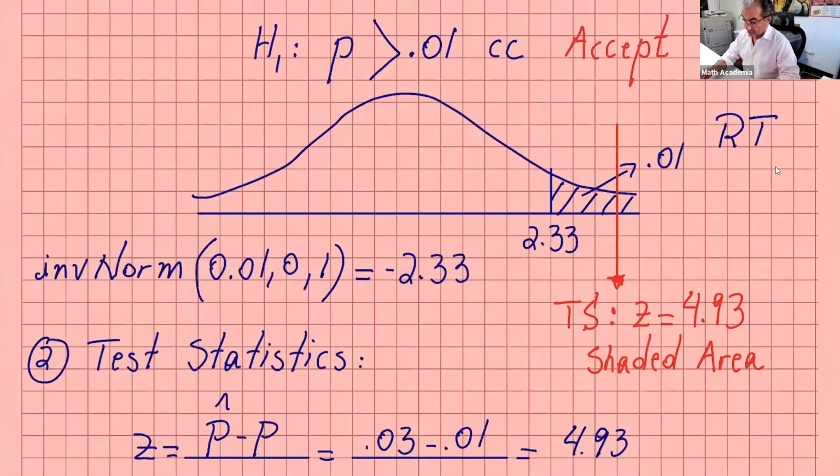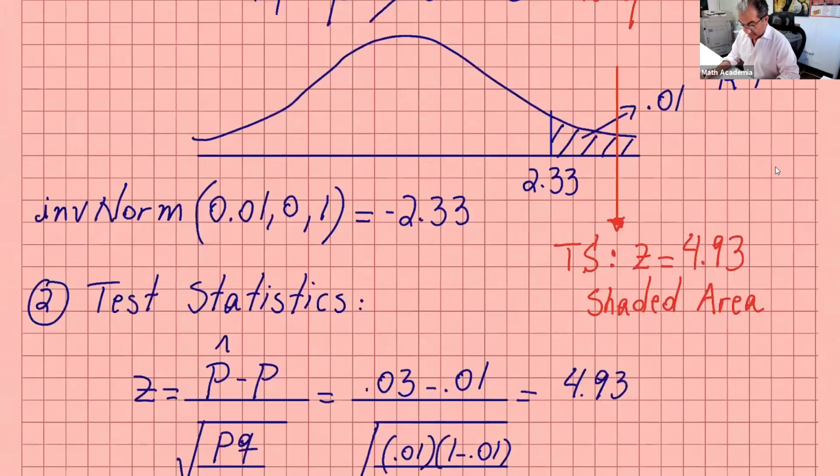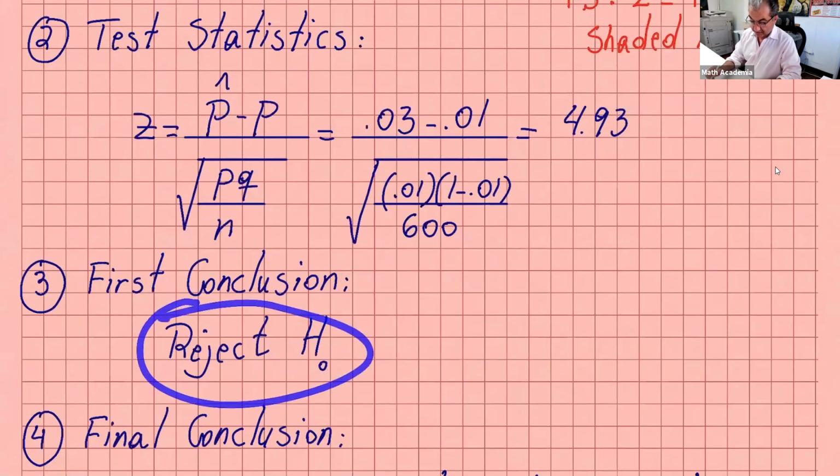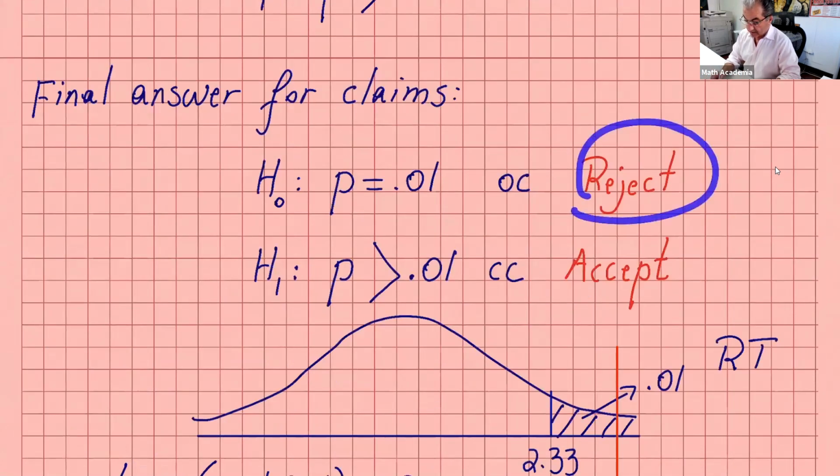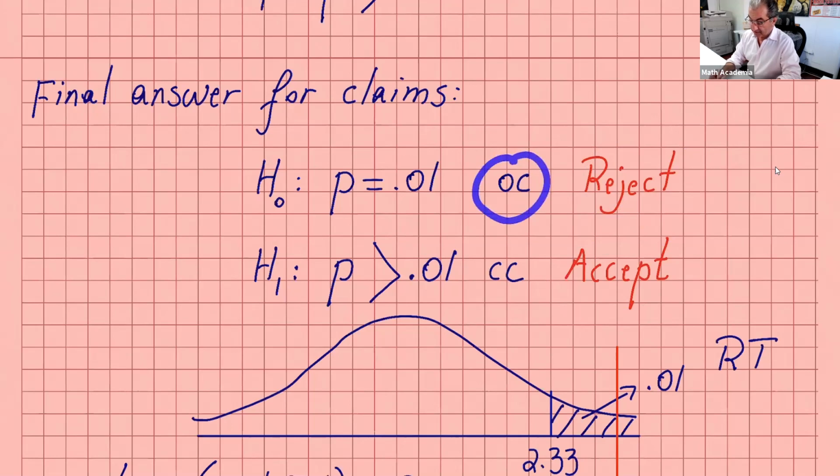Let's check where 4.93 is after 2.33. So 4.93 is right here, and we see it's in the shaded area. And I wrote it for you. We said if the test statistic is in the shaded area, then the first conclusion, you say reject H0. Go back to your claims, and you reject H0, just write reject. H1, if we reject H0, that means we accept H1. Then take a look at OC. Where is OC? Next to reject. We are rejecting the original claim in this problem.